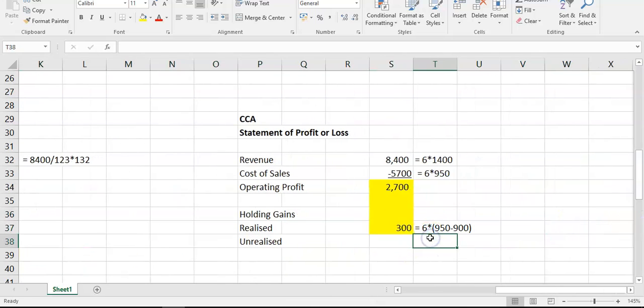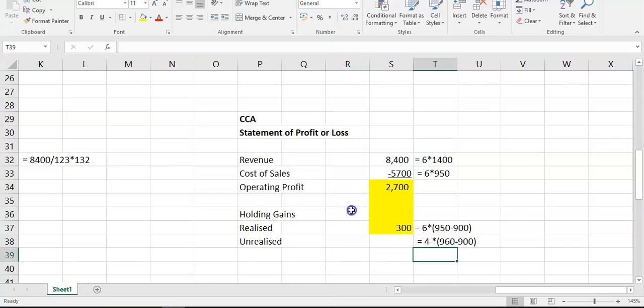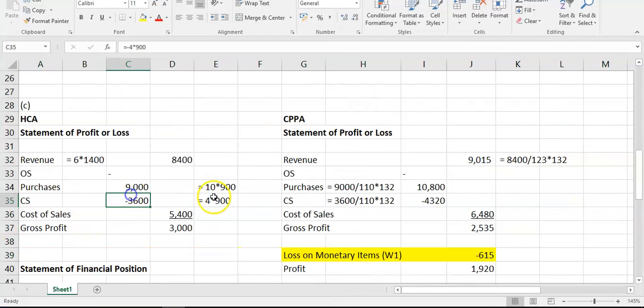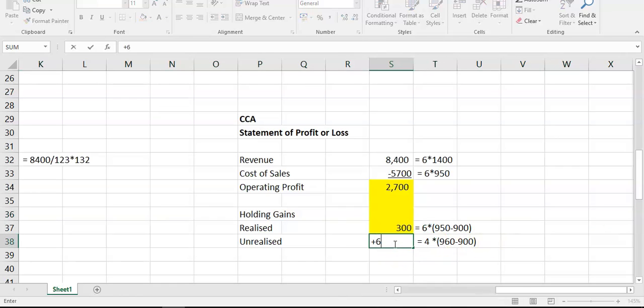The unrealized gain is different. This is where you're revaluing the assets that are left. Instead of valuing inventory at historical cost, you're going to value it at 960, which is the closing replacement cost at the end of January. So that is something we don't ever have in historical cost accounting. We always leave closing inventory at the 900, as we have here. But in current cost accounting, they revalue it upwards, and that will be 60 times 4, which is 240.